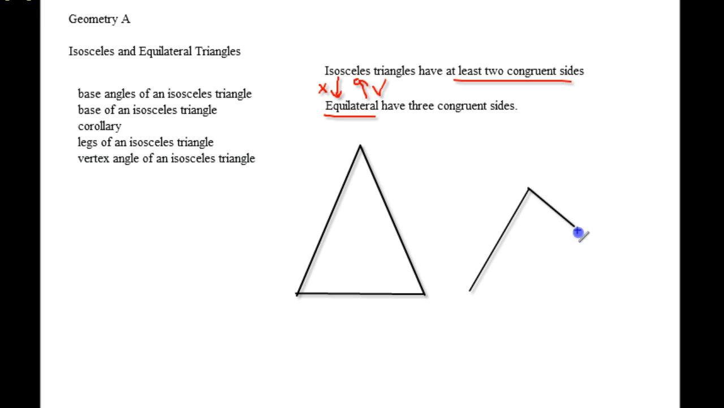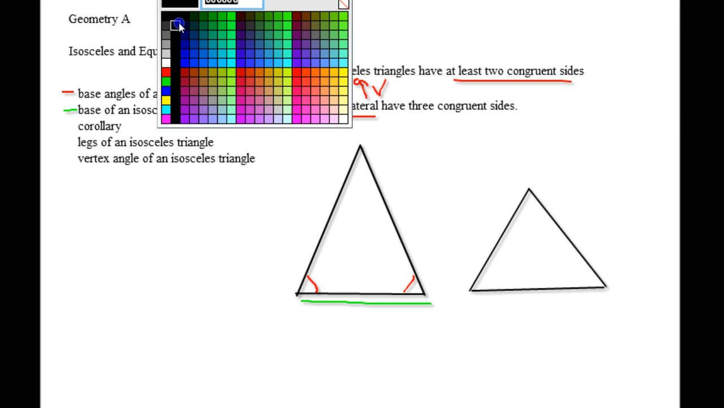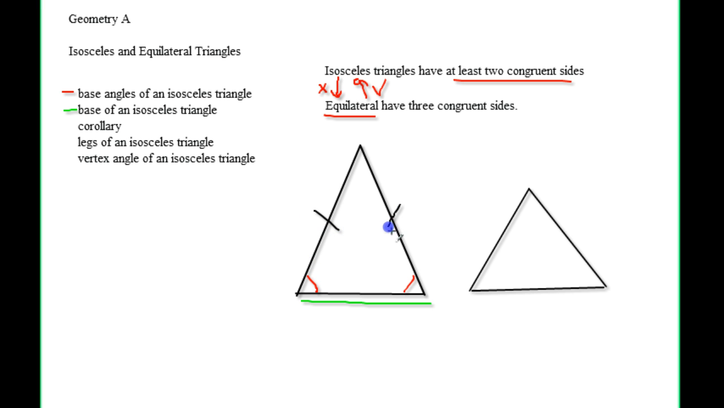Okay, so in an isosceles, we would call these the base angles. So I'm going to use a color for them. So base angles of an isosceles triangle are going to be these two angles. All right, now the base of an isosceles triangle is going to be this bad boy down here. Okay, so it's always the one side that's not congruent. Okay, and just remember these two sides are going to be equal.